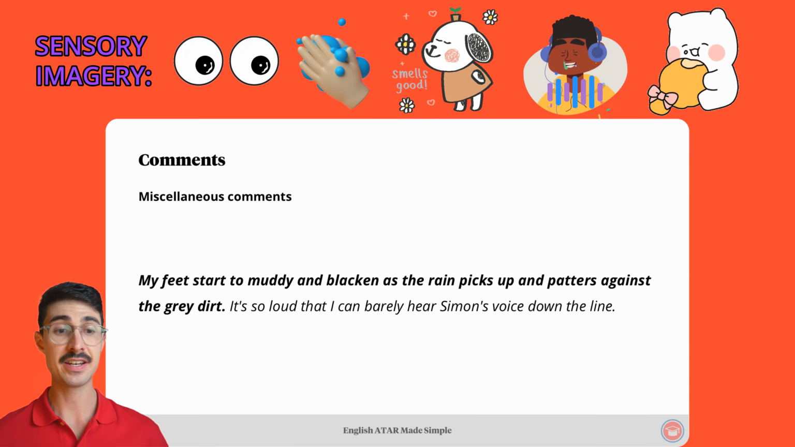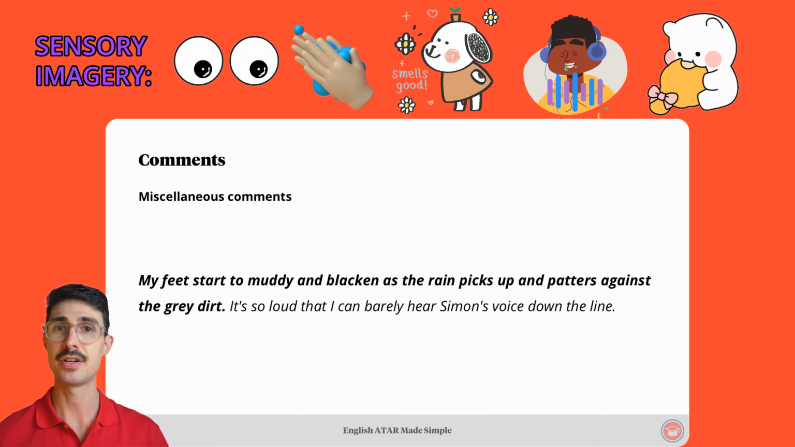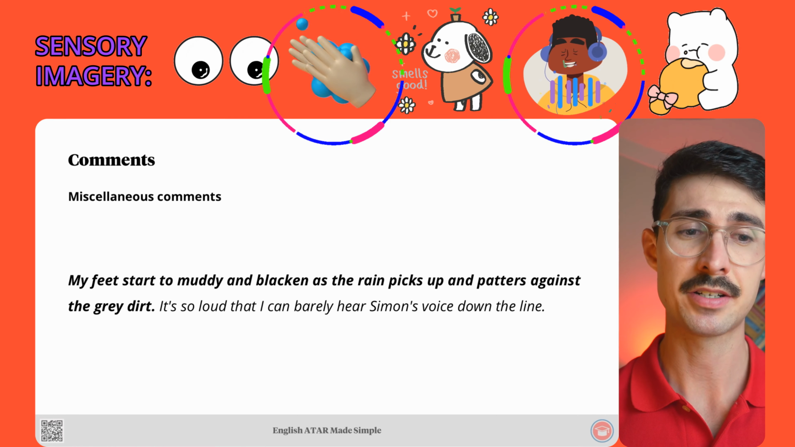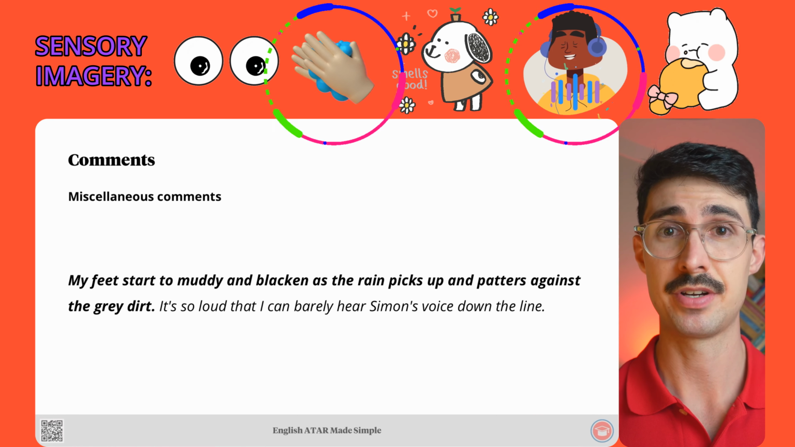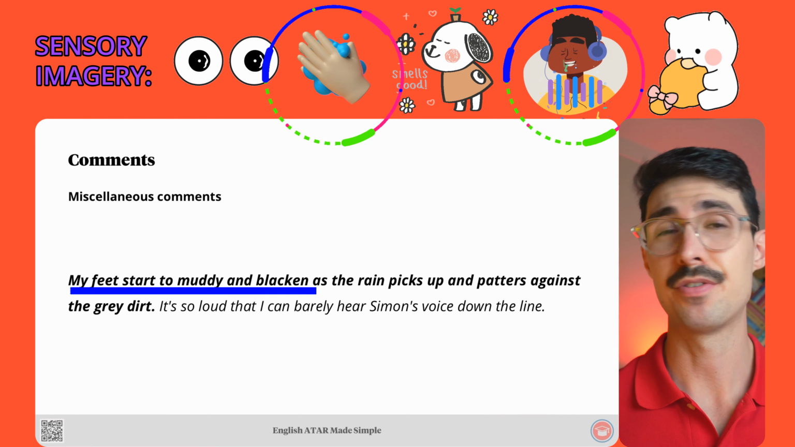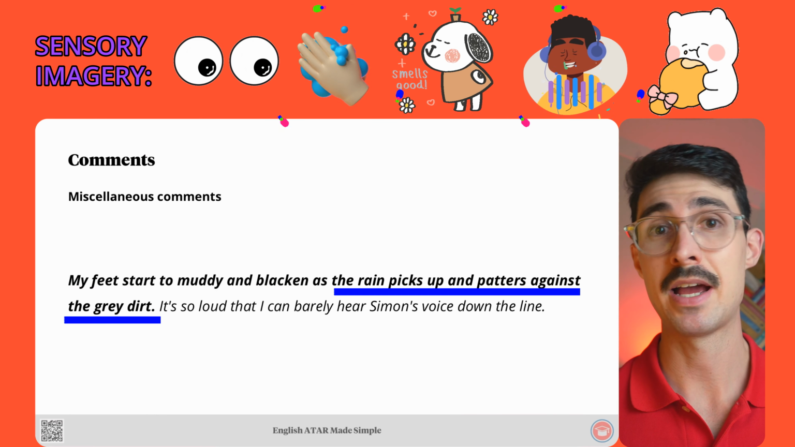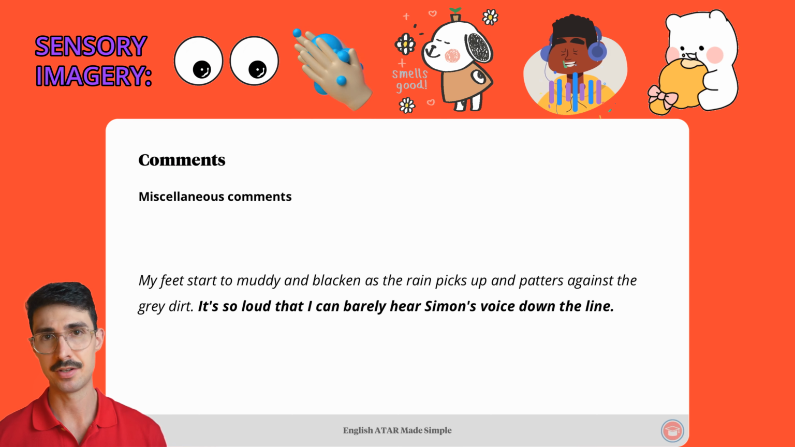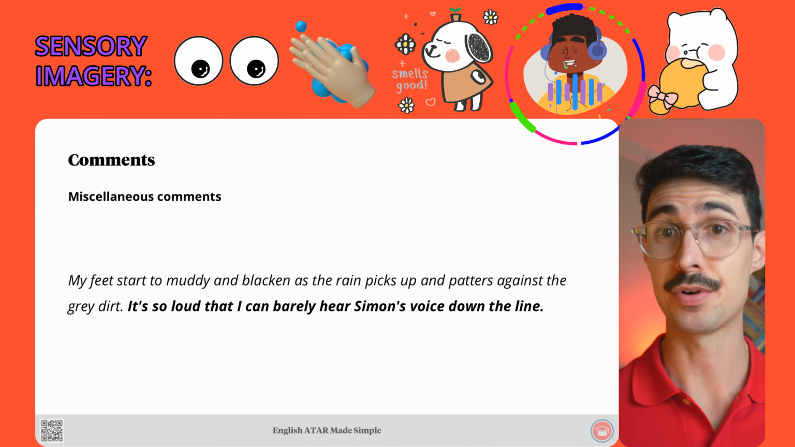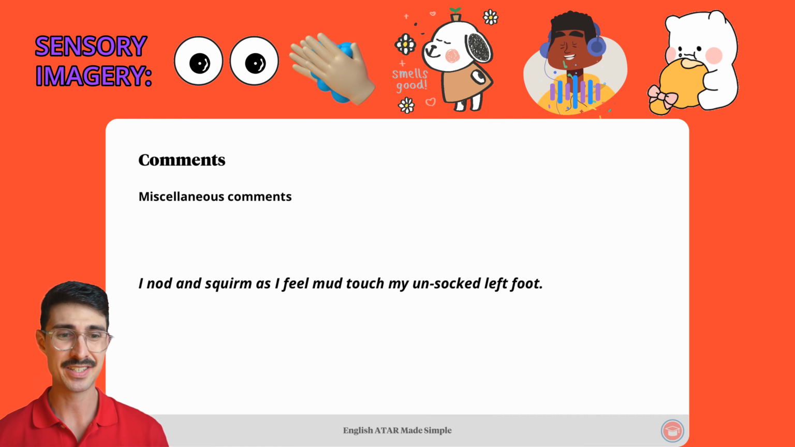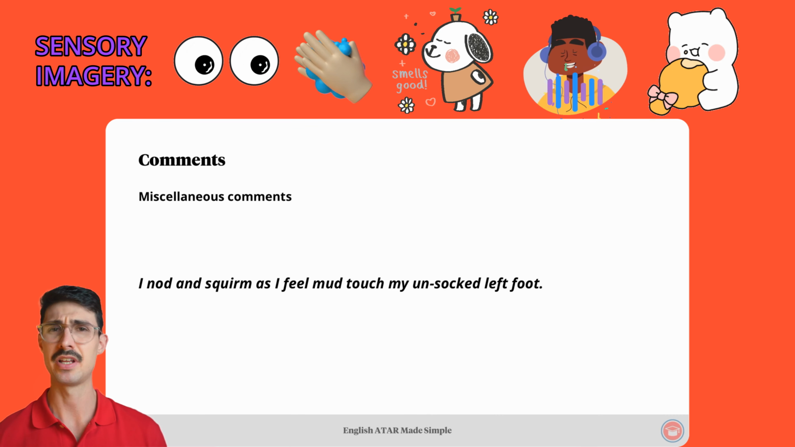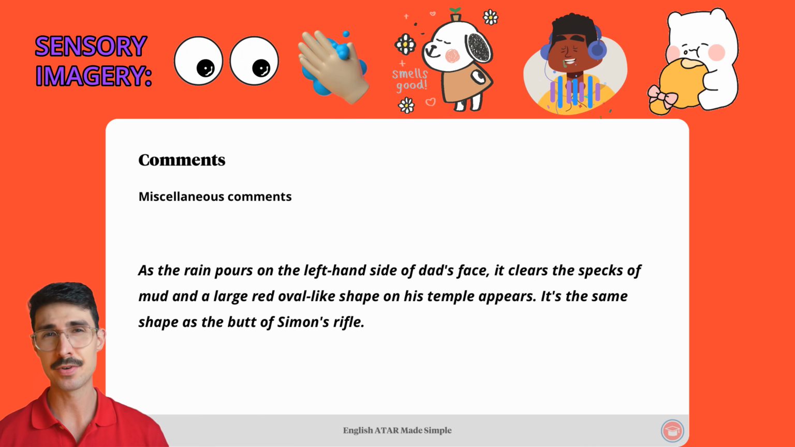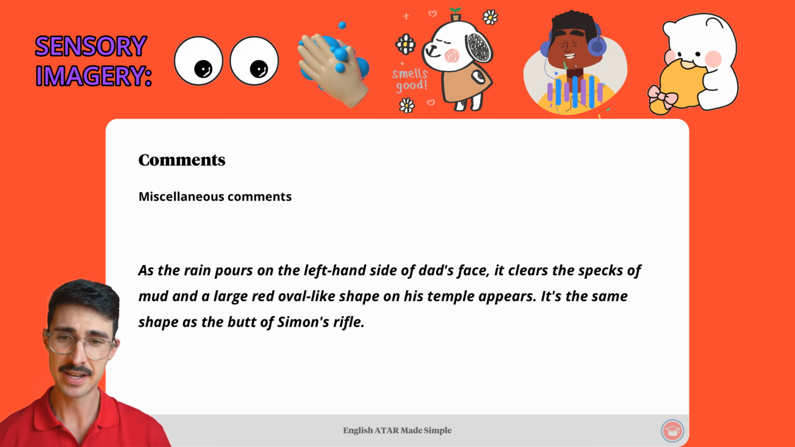My feet start to muddy and blacken as the rain picks up and patters against the grey dirt. This emboldened part uses tactile imagery and auditory imagery. You can feel the mud on your feet and you can hear the rain pattering on the mud. It's so loud that I can barely hear Simon's voice down the line. Once again, an example of auditory imagery. I nod and squirm as I feel mud touch my unsocked left foot. Tactile imagery.